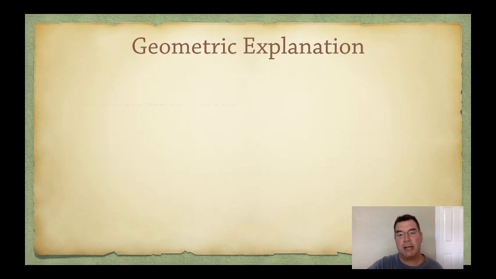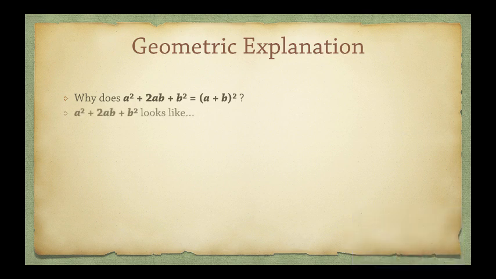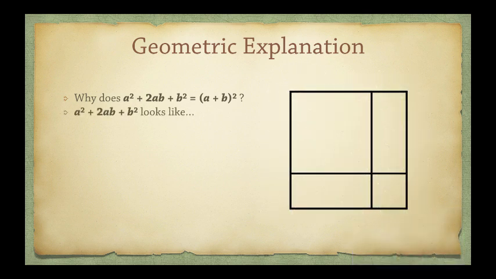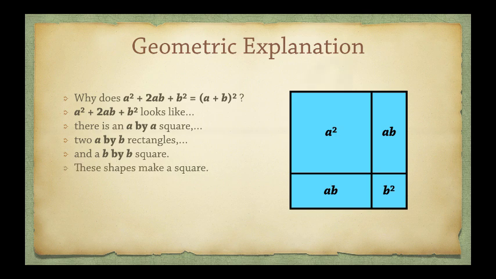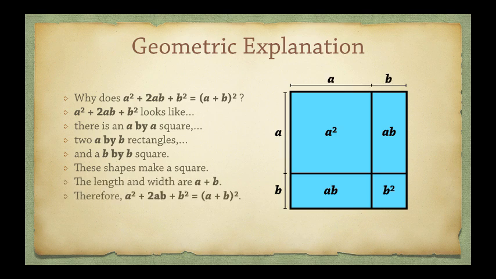Okay, here's the geometric explanation for why this works. So here's what a squared plus 2ab plus b squared actually looks like. I've got an a by a square, and I've got two a by b rectangles, which means they have an area of ab, and then I've got a b by b square in the bottom right. Okay, they all make a square that is a plus b times a plus b. Which means that the factorization is a plus b all squared.